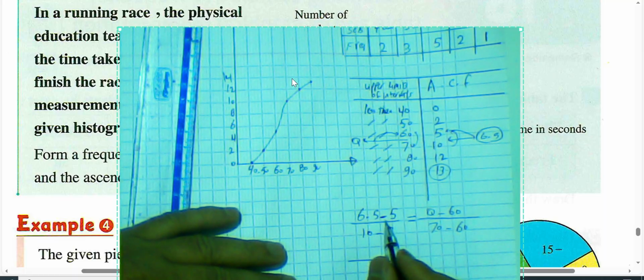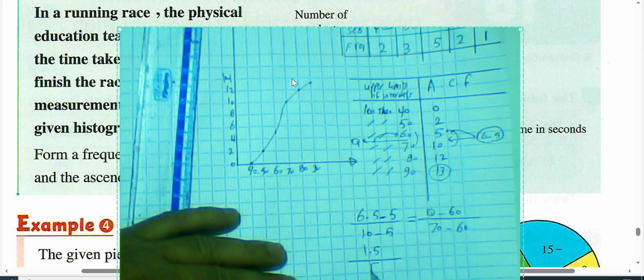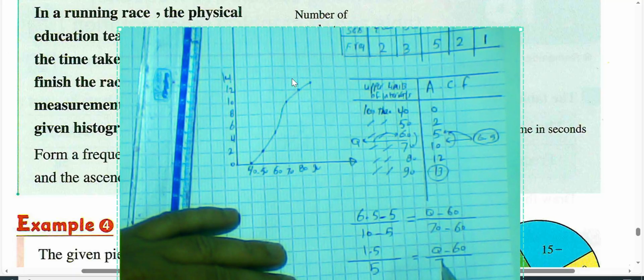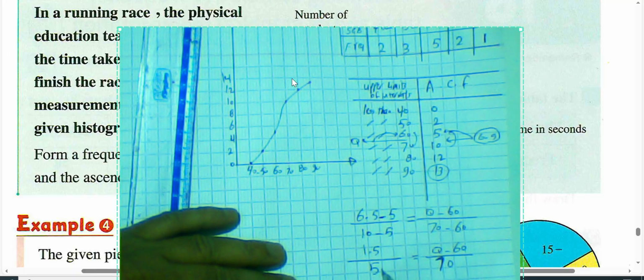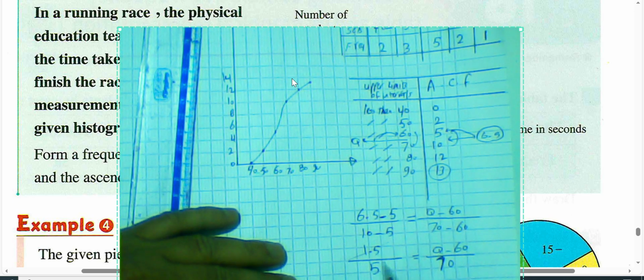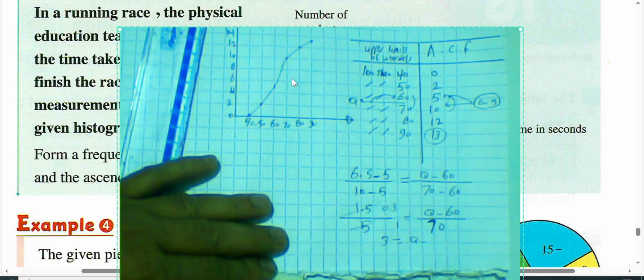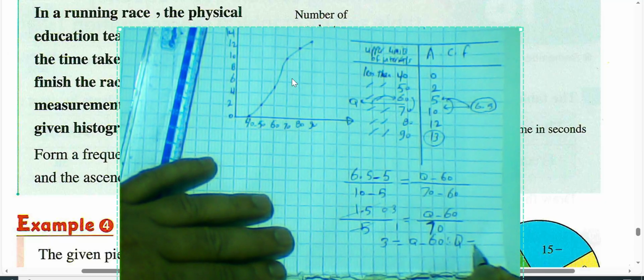And then 6.5 subtract 5 is 1.5, divided by 5, equals Q subtract 60 over 10. The difference between them is 10. 1.5 divided by 5 equals 3 tenths. 3 tenths times 10 equals 3. So 3 equals Q subtract 60. The value of the median equals 63.